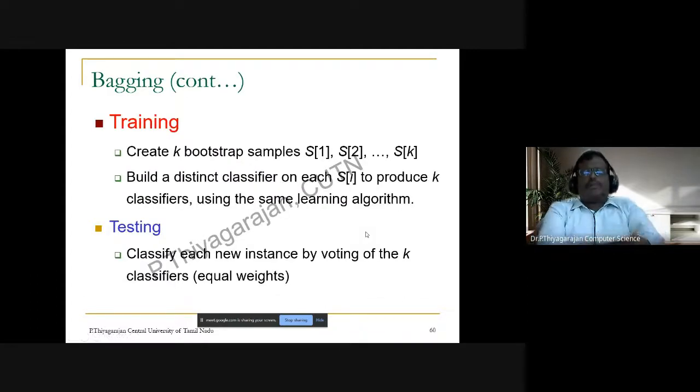So in bagging, what will happen? You will create K bootstrap samples from the training data, like S1, S2, up to Sk. Build a distinct classifier for each Si to produce K classifiers. For each of these samples, you create a distinct classifier. You can use the same algorithm or different classification algorithms. In the testing phase, you classify each new instance by voting of the K classifiers with equal weightage.